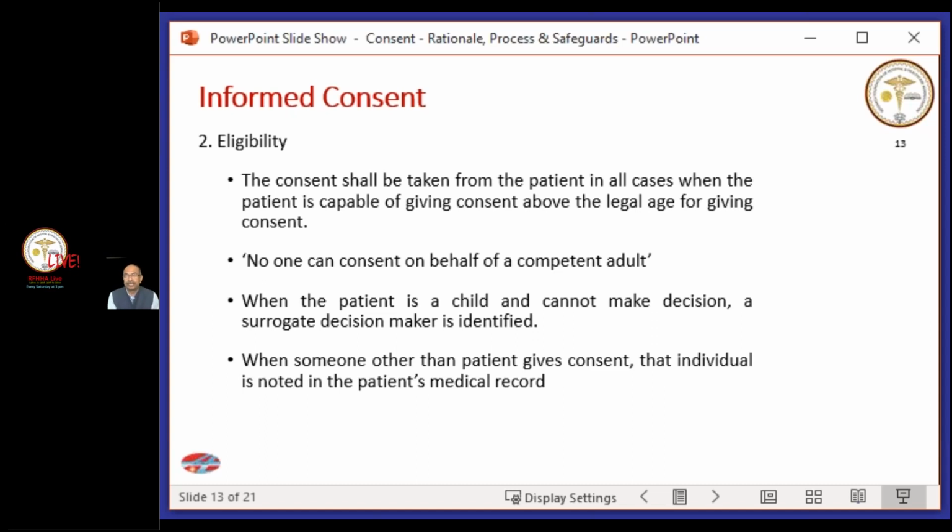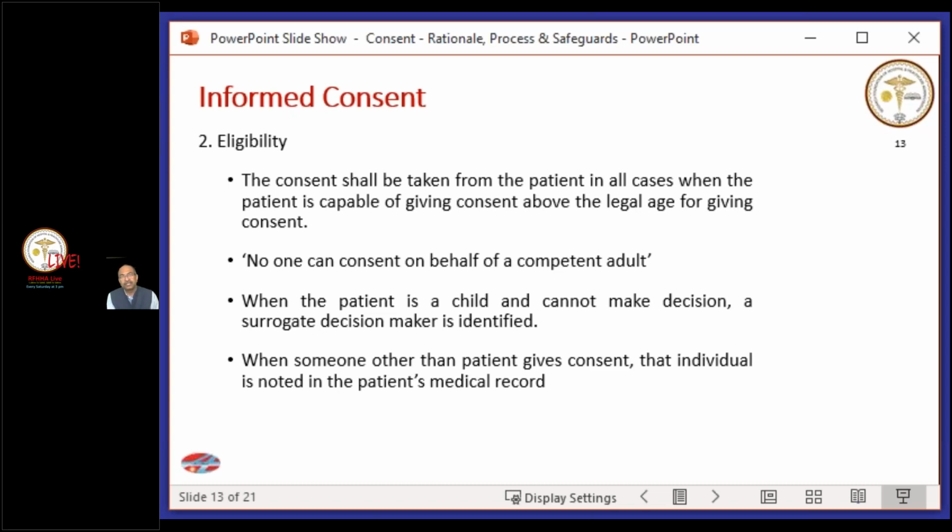Especially for the elderly, you have the family members volunteering to sign consents, the sons or the daughters signing for their senior, the elderly parents, even though they may be in perfect mental condition to give consent. So this is something that is not acceptable. If a person is of sound mind and is able to make a judgment and a decision, then consent has to be given by that particular person only, and nobody else can do it on his behalf.